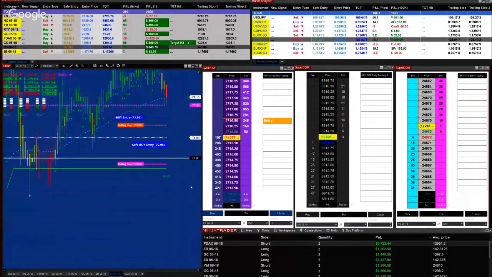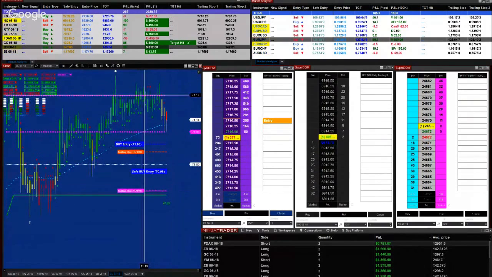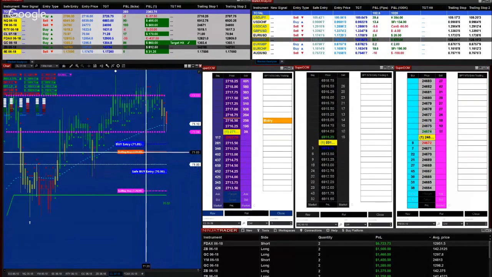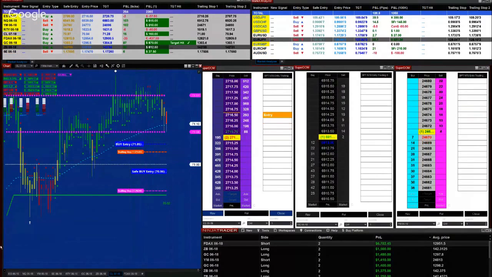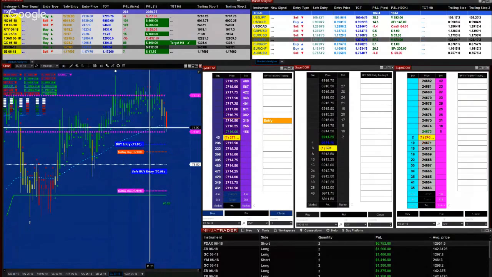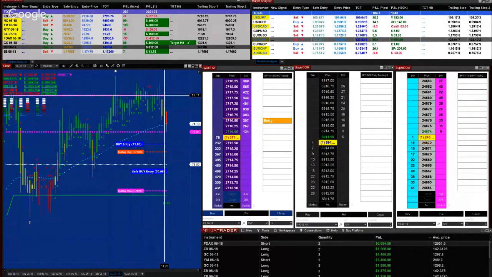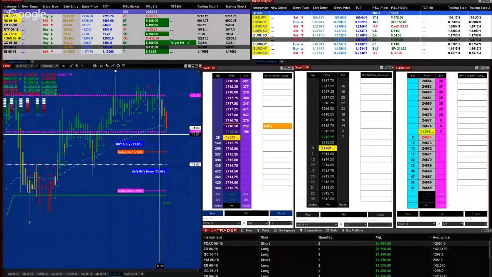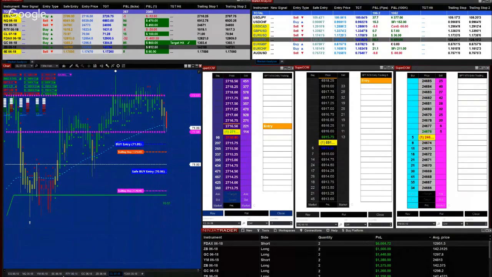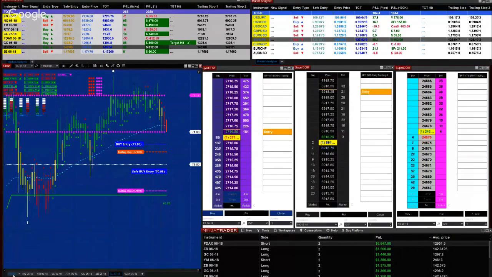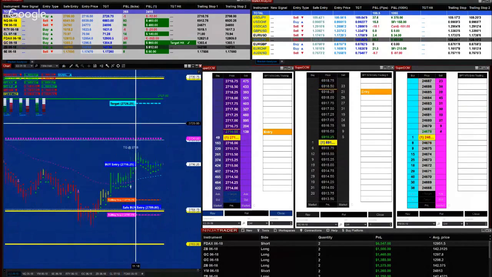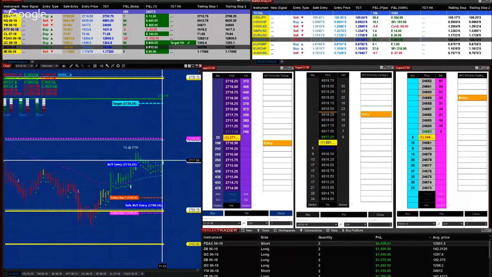On the CL, still we're not able to break the 71.17. We have a re-entry point at 7103. So you can see how this market right now is getting stuck between the resistance 71.17 and the 7108, and there is nothing on the CL to chew on. There we go.